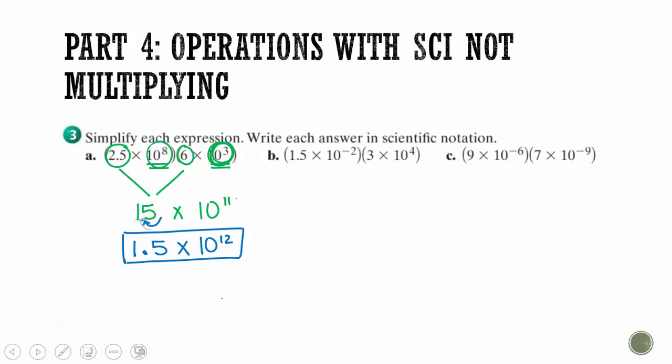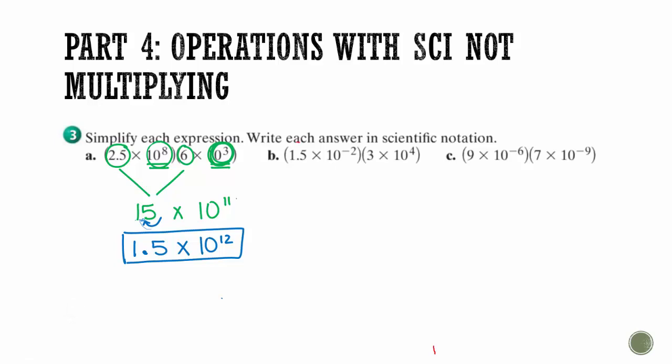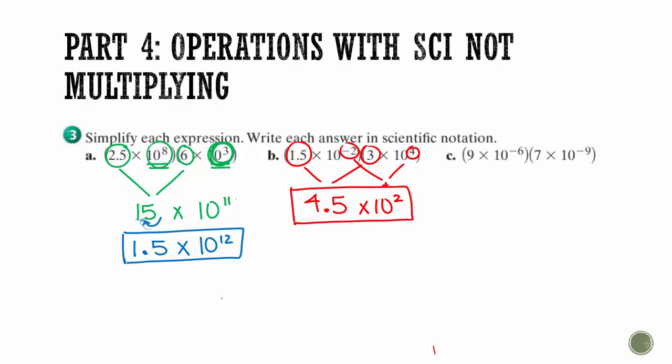Same thing with these next couple. So let's do this next one together. I'm going to multiply the numbers, 1.5 times 3, which is 4.5. And then it's times 10 to the, I'm going to take these two exponents, and I'm going to add them. So negative 2 plus 4 gives me 2. And this number does happen to be in scientific notation, so we're done.